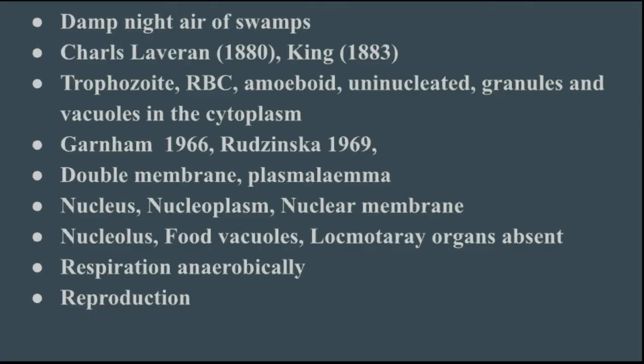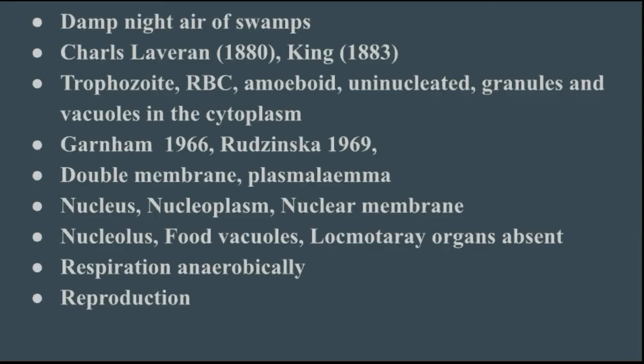The malaria parasite was first discovered by Charles Laveran in 1880, and King in 1883. These scientists first reported that Plasmodium is transmitted with the help of mosquitoes, and that Plasmodium causes malaria in man as well as other animals. So this malarial parasite generally causes malaria.